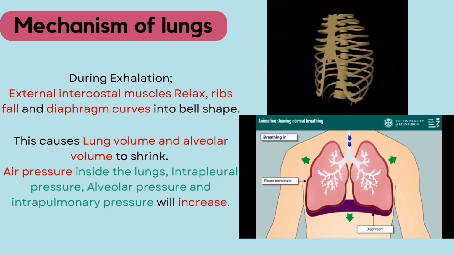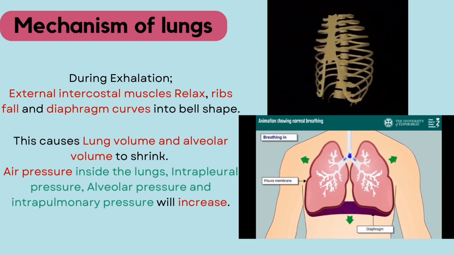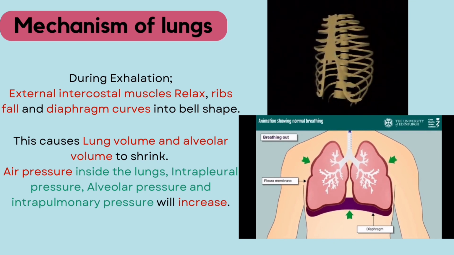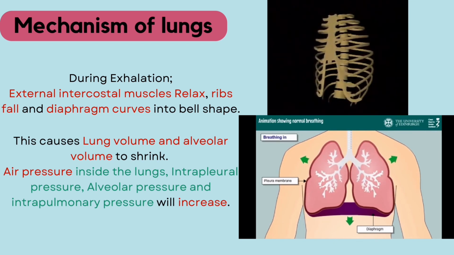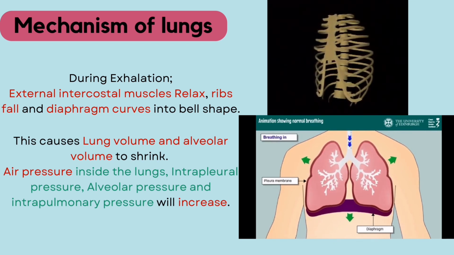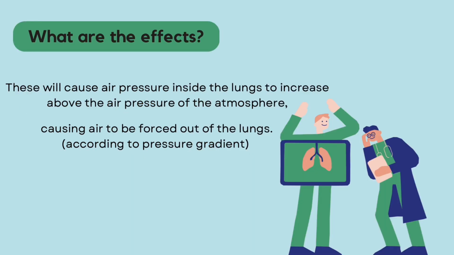In exhalation, however, external intercostal muscles will relax, ribs will fall, and the diaphragm will curve into the bell shape. This causes lung volume and alveolar volume to shrink. Air pressure inside the lungs, intrapleural pressure, alveolar pressure, and intrapulmonary pressure will increase. What are the effects? These will cause air pressure in lungs to increase above the air pressure of the atmosphere, causing the air in the lungs to be forced out, according to pressure gradient.